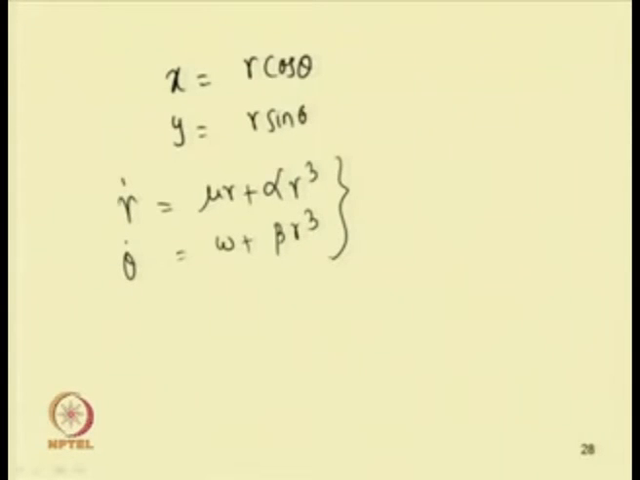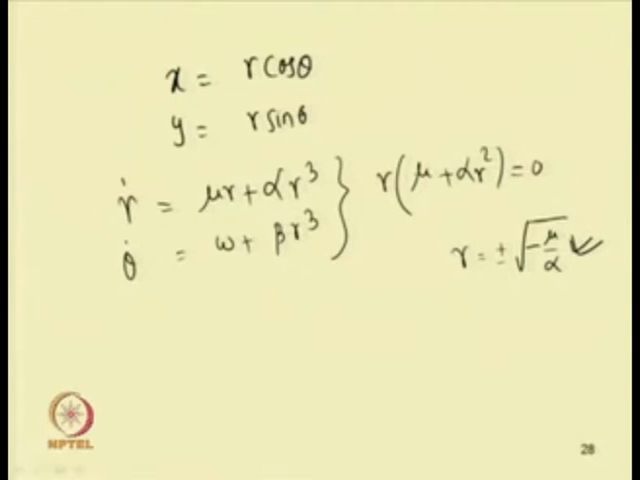So, in this case, for the equilibrium position, r dot will be equal to 0 and theta dot will be equal to 0. By substituting r dot equal to 0, we have this equation. If I take r common, then r into (mu plus alpha r square) equal to 0. In this case r equal to 0 is the trivial state, and another one is r square equal to minus mu by alpha, or r equal to plus or minus root over minus mu by alpha. This is the non-trivial state, and r equal to 0 is the trivial state.